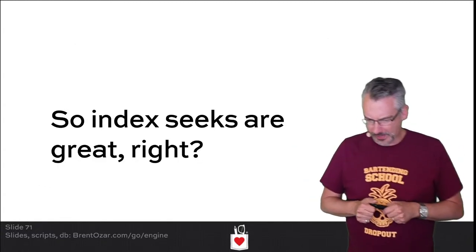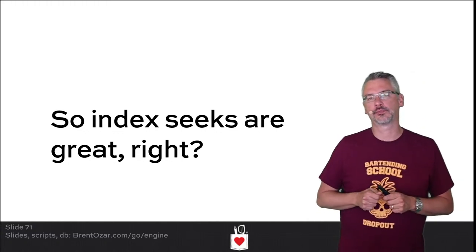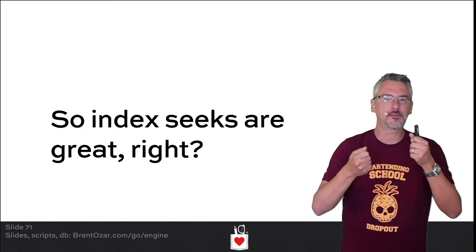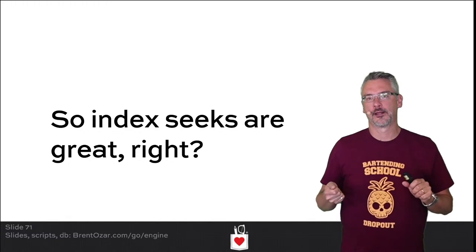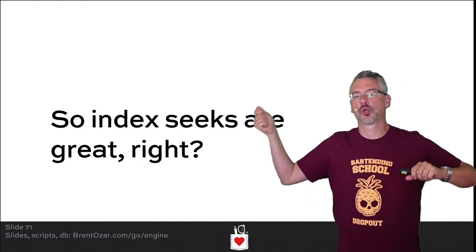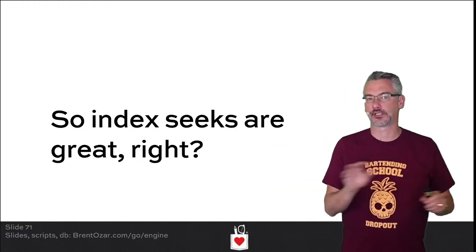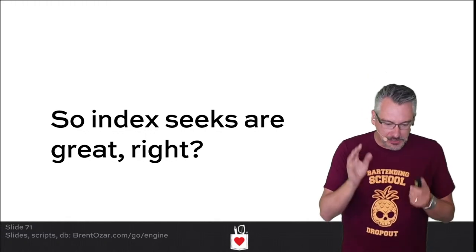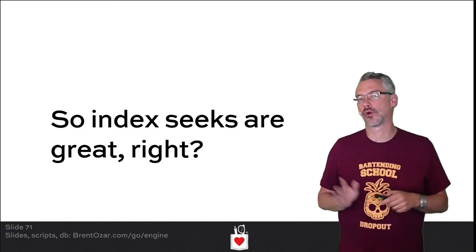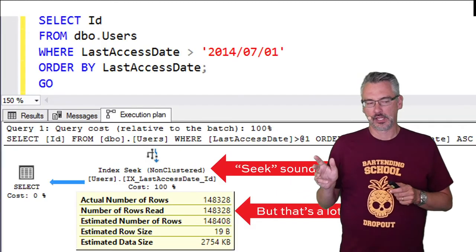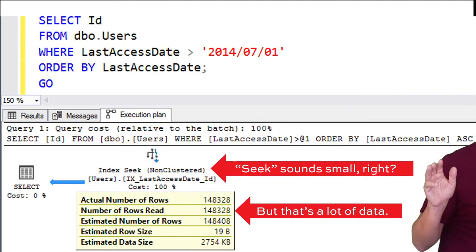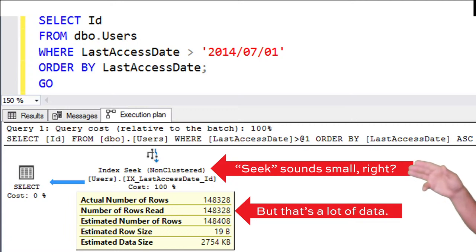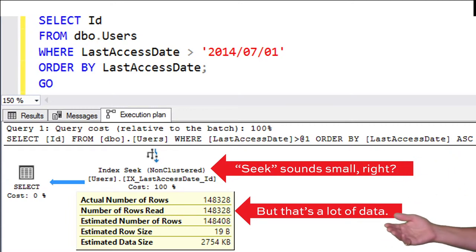One thing I need to be careful with, though, is as I show you execution plans and I say they get better, I need to be specific and I don't want you to think that the index seek was the thing that made it better, because it's not. Index seek has nothing to do with good or bad. The word seek sounds tiny, sounds like a noise that a bird would make. Seek. An index seek sounds like it's hardly any data at all, but check out how many rows came back.